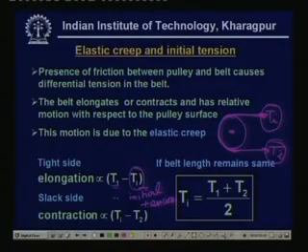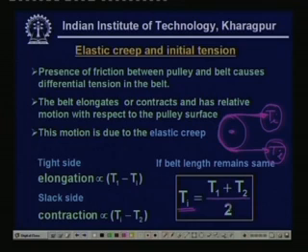Now, the elongation on the tight side is proportional to T 1 minus T I, and on the slack side the contraction is proportional to T I minus T 2. So if the elongation equals the contraction, that is, if the belt length remains the same, we can see very easily that the initial tension is given by T I equals T 1 plus T 2 divided by 2.